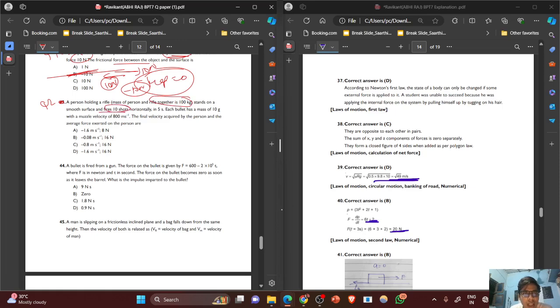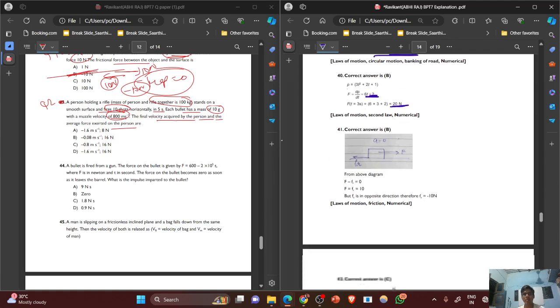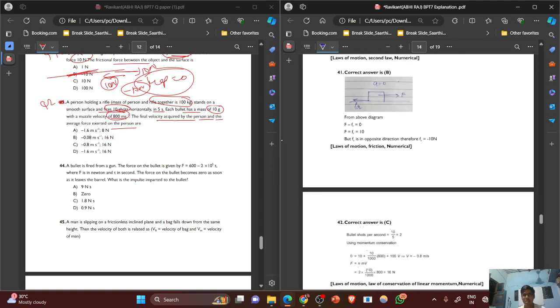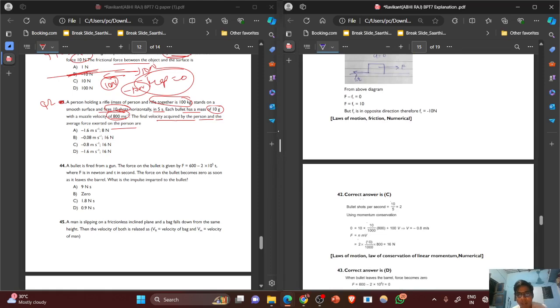A person is holding a rifle, the mass of the person and rifle is given. 10 shots are fired in each 5 seconds. Each bullet's mass is given. Velocity is given. Find the final velocity acquired by the person and the average force exerted on the person. It's a nice question. Force is calculated by using change in momentum, and the velocity you can calculate by using conservation of momentum.